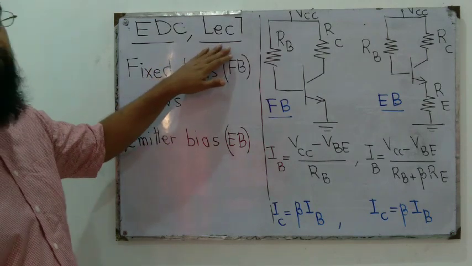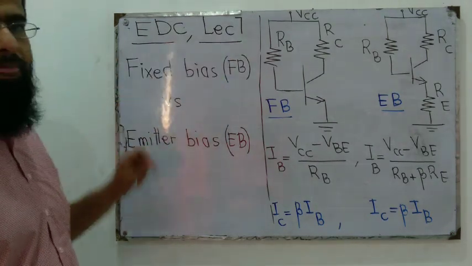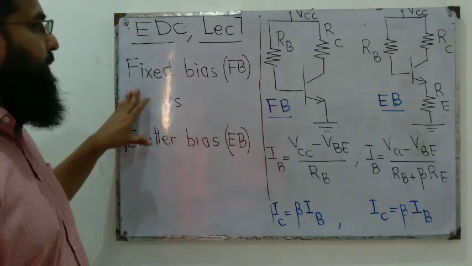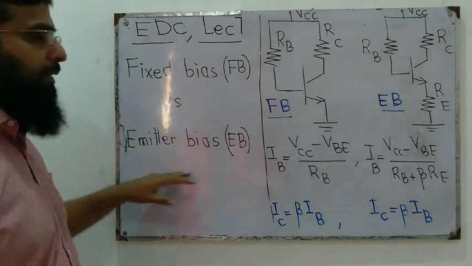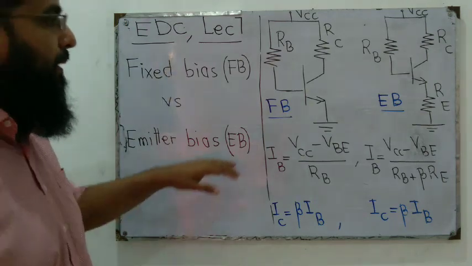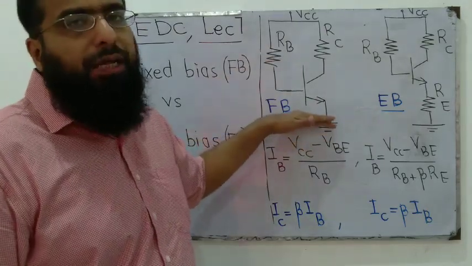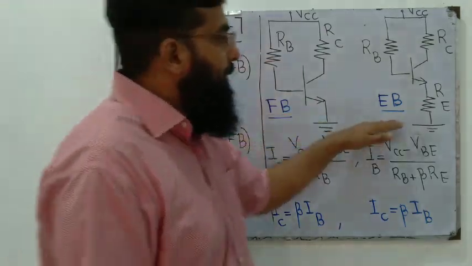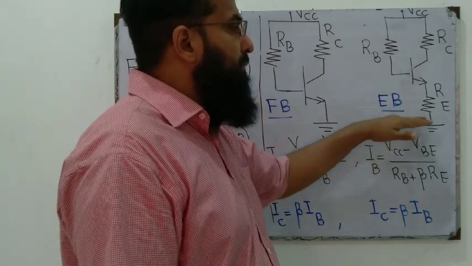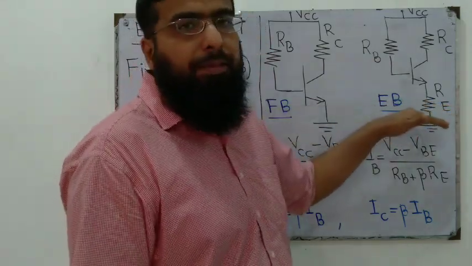Welcome to lecture 7 of Electronic Devices and Circuits, EDC. Today we'll compare fixed bias versus emitter bias configuration of a BJT. This is the fixed bias configuration, where we do not have an emitter resistor. In the emitter biased configuration, we do have an emitter resistor. That is the basic difference.